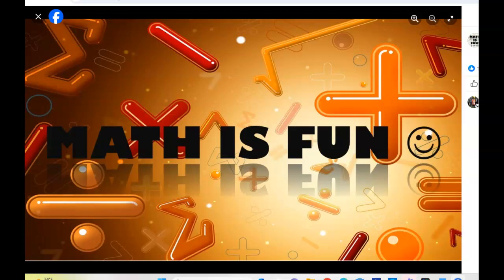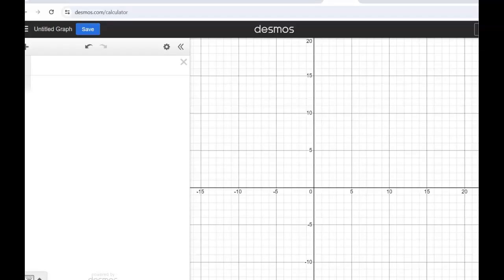The previous slide represented a graphic image of a lot of students' attitude towards mathematics. One of the primary goals of Desmos is to make mathematics fun. Next, we're going to explore and instruct by demonstrating how to use Desmos.